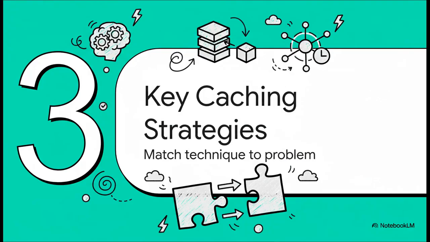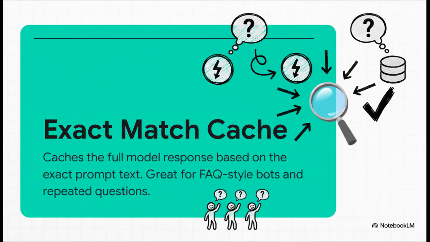All right, Section 3 is where we get into the nitty-gritty. 5 key caching strategies. The whole idea here is to match the right tool to the right job. So, strategy number 1 is the simplest one of all, the exact match cache. It's exactly what it sounds like. If one user asks the exact same question that another user asked 5 minutes ago, why on earth would we pay to ask the LLM again? Nope, we just grab the answer we already have and serve it up. This is a huge win for things like FAQ bots or any kind of common support question.